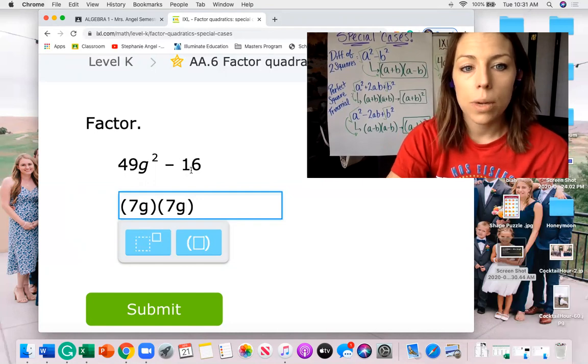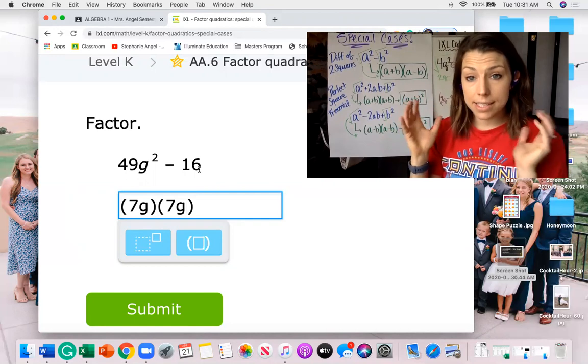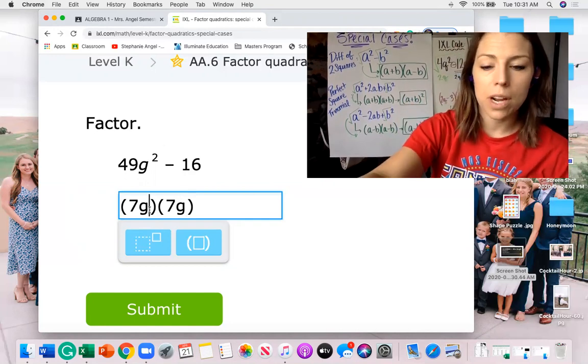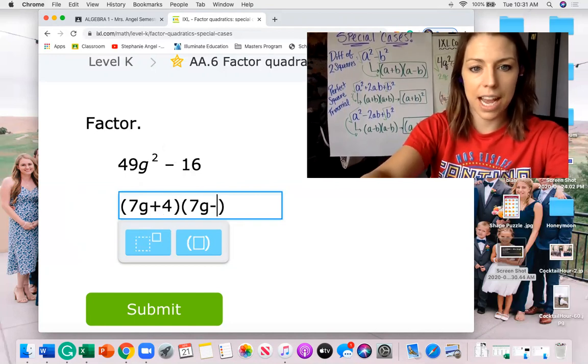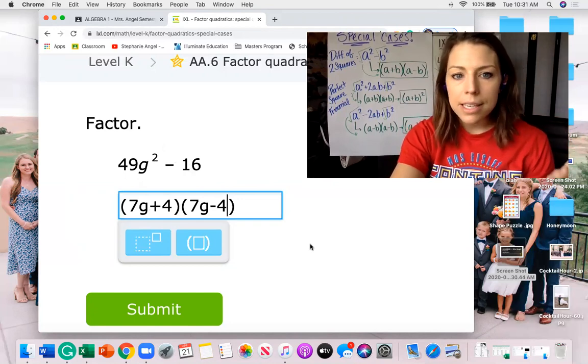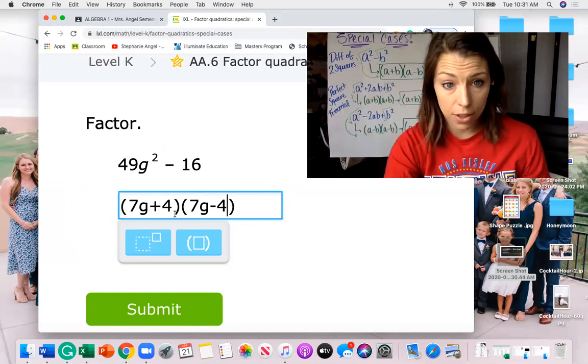Okay, ready? What's the square root of 16? 4. Now, because this is a difference of two squares, notice there's no middle term. That means one of these is going to be positive 4. The other one's going to be negative 4. Oh my gosh, we just did that in like under a minute and we didn't even have to write anything else down. Let's see if it looks right.